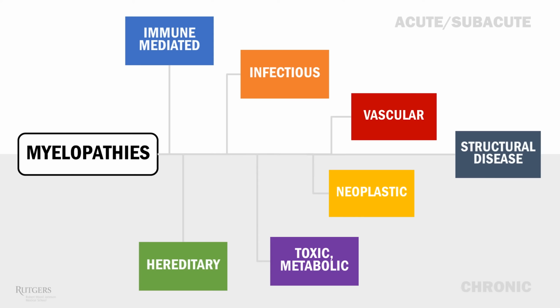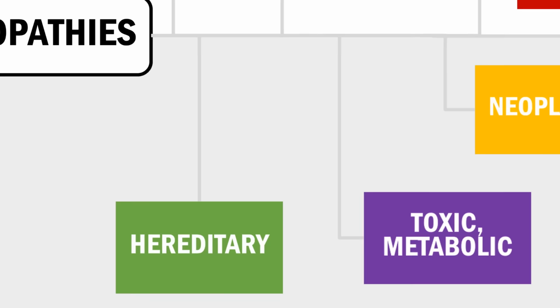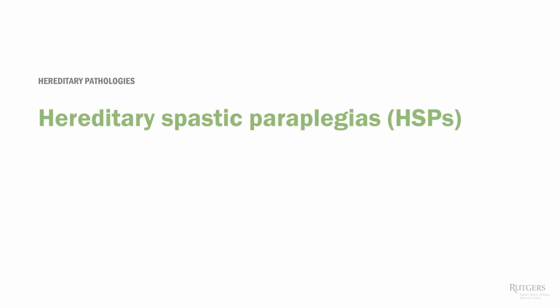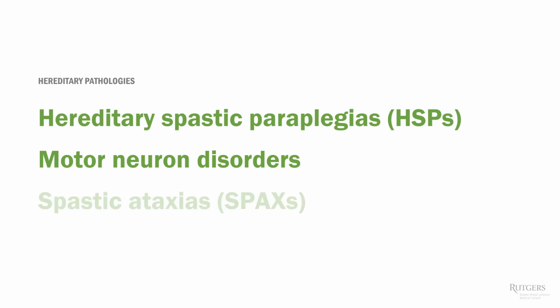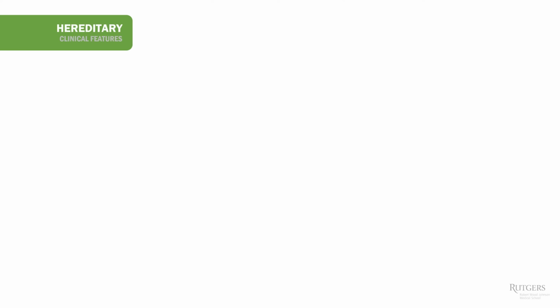There's no doubt that hereditary myelopathies remain an uphill battle. And it's the toughest group to summarize, since there are different disorders caused by different mutations. The usual suspects are hereditary spastic paraplegias, or HSPs, various motor neuron disorders, and spastic ataxias, or spaxis. Here are some clinical pearls. These are chronic and slowly progressive.